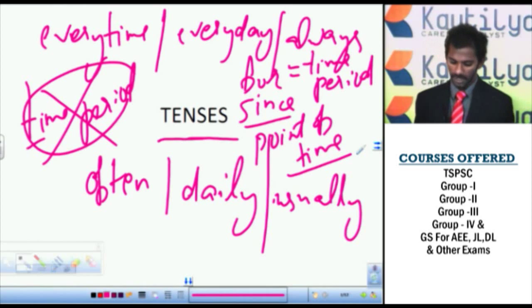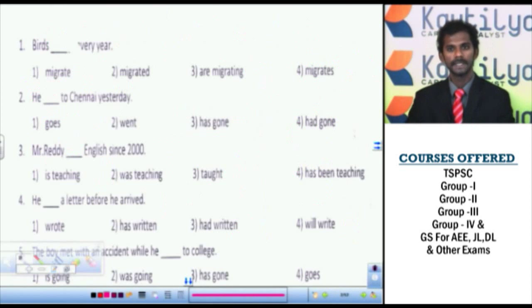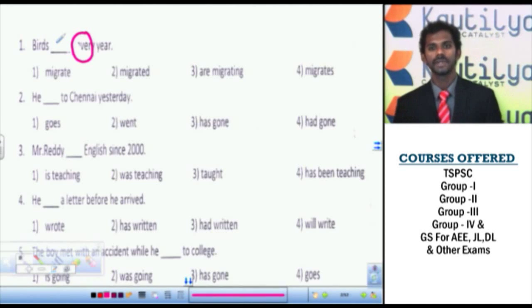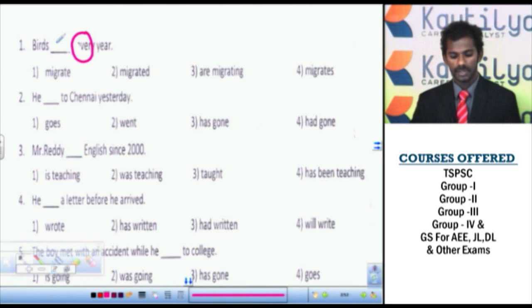Now we'll think about the application part, as to when to use the different categories of tenses. Clear? We'll eliminate options based only on the rules. Fine? Right. Come to the first one. "Birds dash every year." There's a key word in this sentence. Now, "every" is a word that suggests a regularly happening action. Like, as I said, every day, every time, usually, often, always, daily. All these words suggest a regularly happening action. So here, the word "every" is a key word. It suggests a regularly happening action.